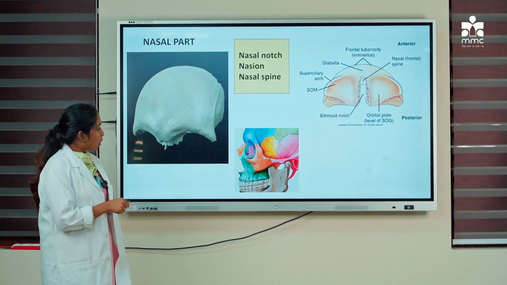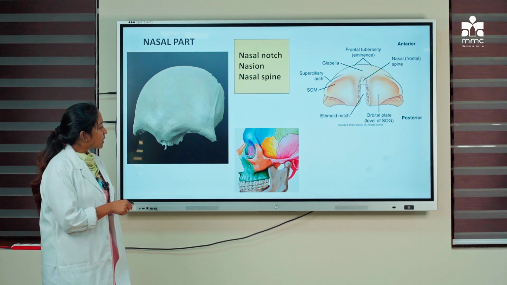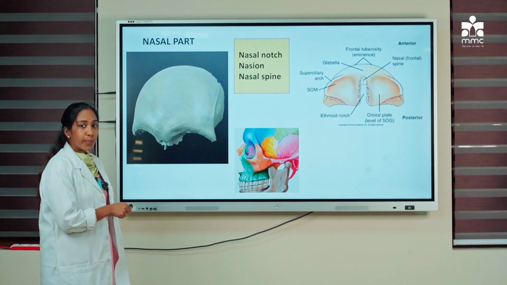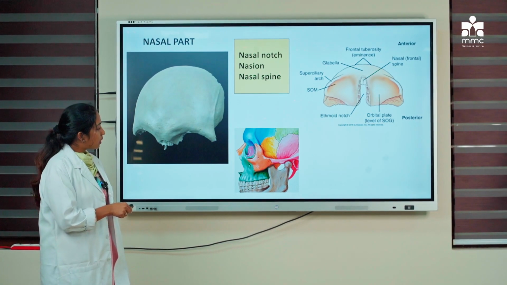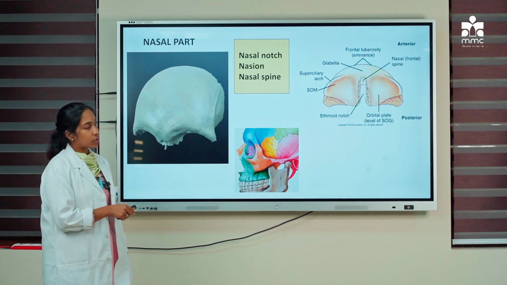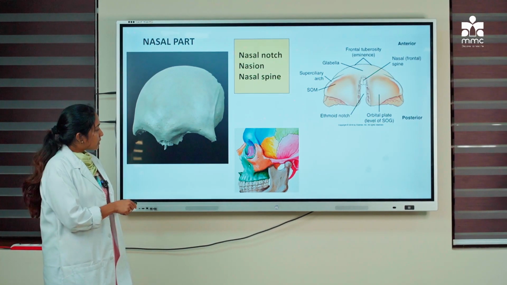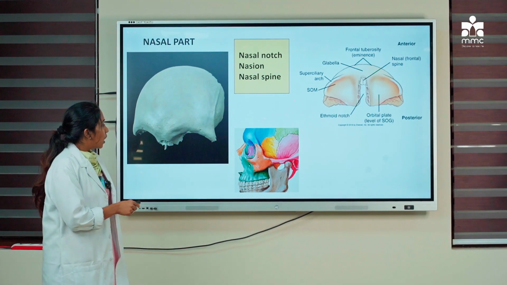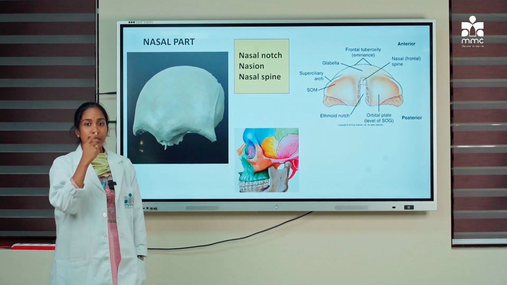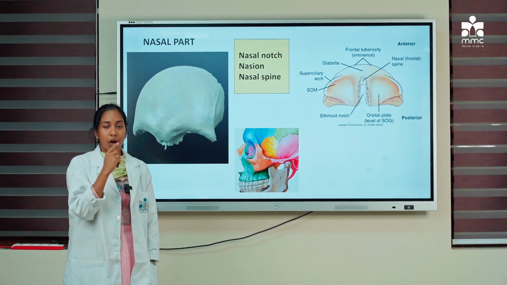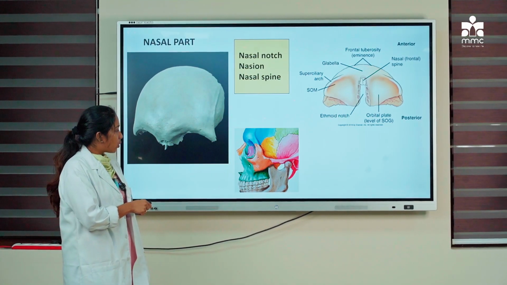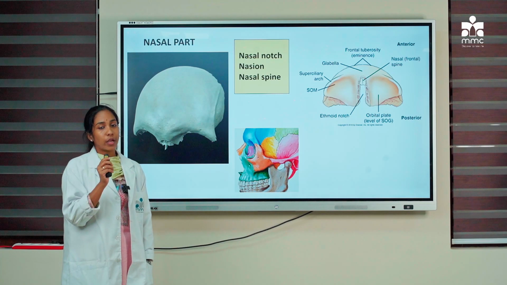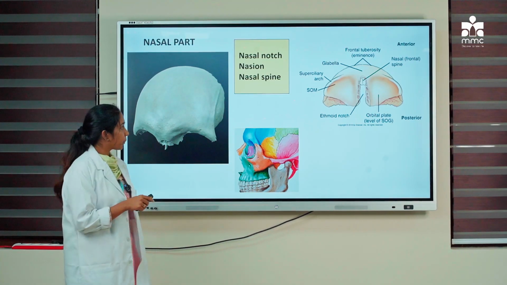The nasal notch articulates with three bones. Here we can see the nasal bone, the frontal process of maxilla, and the lacrimal bone. So the nasal notch articulates with these three bones. Now at the junction of the nasal part and the two nasal bones there is a point called the nasion.